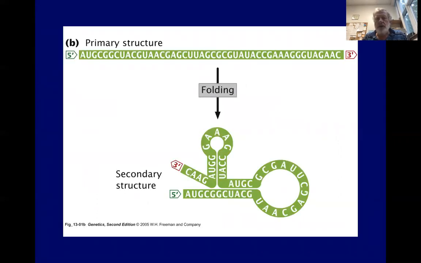So the primary structure of RNA would be the nucleotide or base pair sequence, and the secondary structure would be then how the whole molecule folds around on itself.